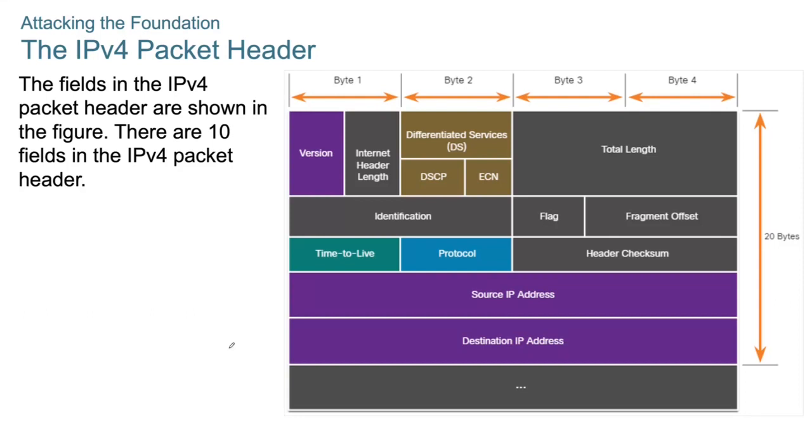So the sender sets this initial time to live value, and it is decreased by one each time the packet is processed by a router in the network. If the TTL field decrements to zero, then the router discards the packet and sends an Internet Control Message Protocol time exceeded message to the source IP address.